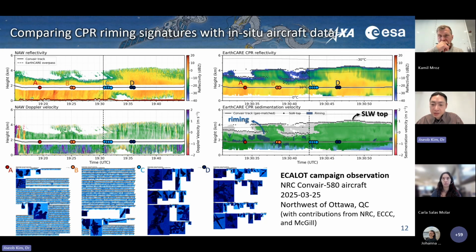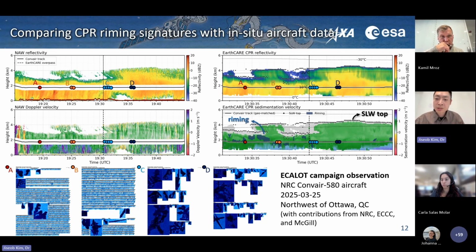So in this case, it seems that the supercooled liquid water was mainly consumed by vapor depositional growth through the WBF process. Then at point C, slightly rimed dendrites were observed, but my method only detected riming below that area and missed the upper part. Probably because the ice crystals were already relatively massive there, so the additional mass gain from riming was relatively small.